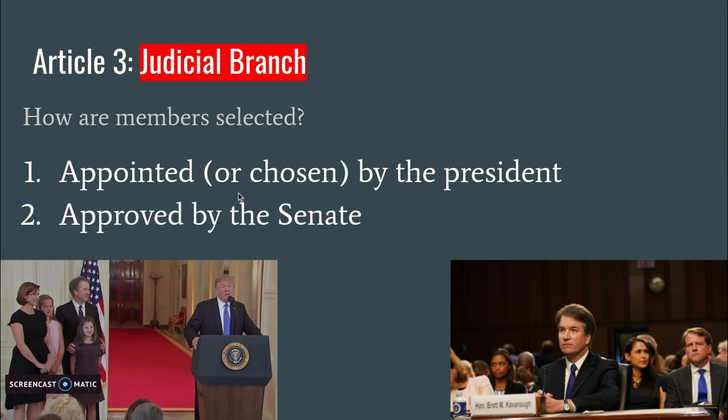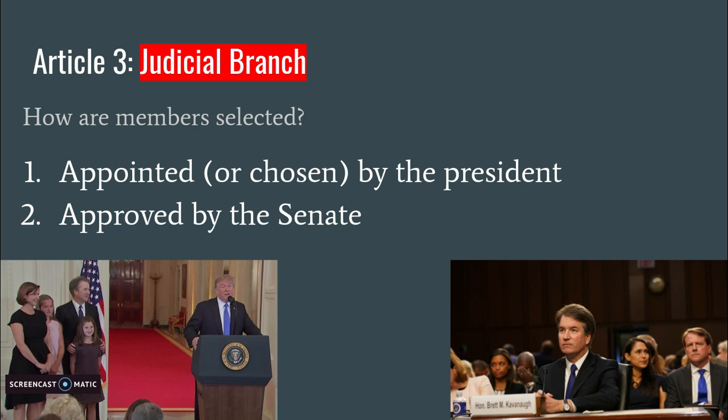So step one, you have to be appointed or chosen by the president. So the president has to choose you to be a federal judge. When there's an opening, they usually make a list of possible replacements. It could be lawyers, it could be lower court judges, it could be anybody in the court system already, and then the president appoints them to replace whoever was leaving as a federal judge.